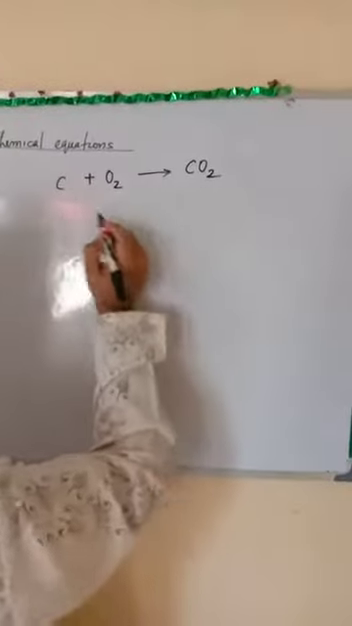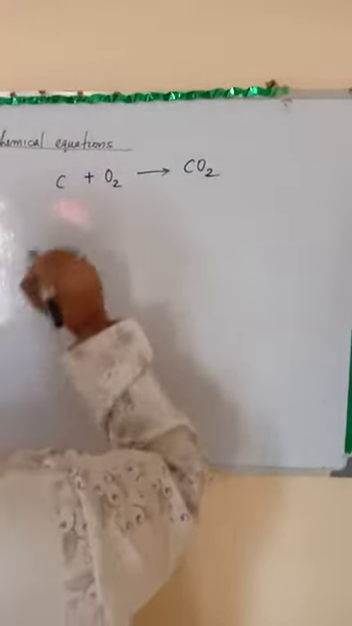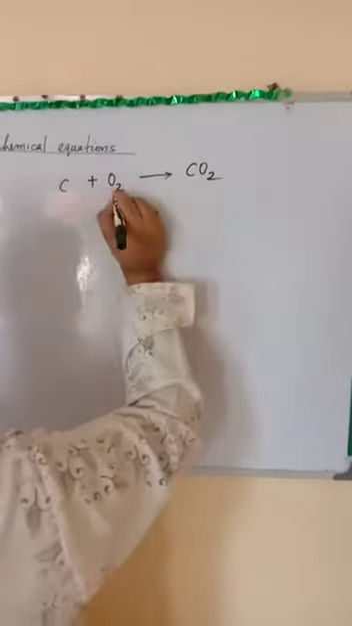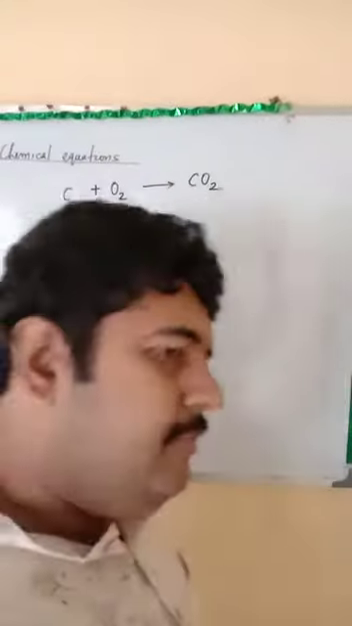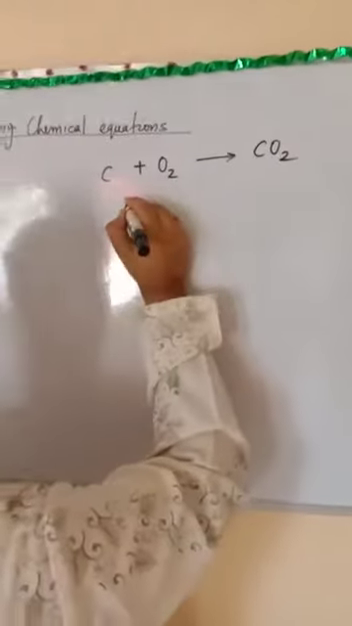First you count the number of carbon present on both sides. Number of carbon here is 1, here is 1. Oxygen is 2, oxygen is 2. So the numbers are the same. That means this equation is balanced. We don't need to balance it. It is totally balanced.